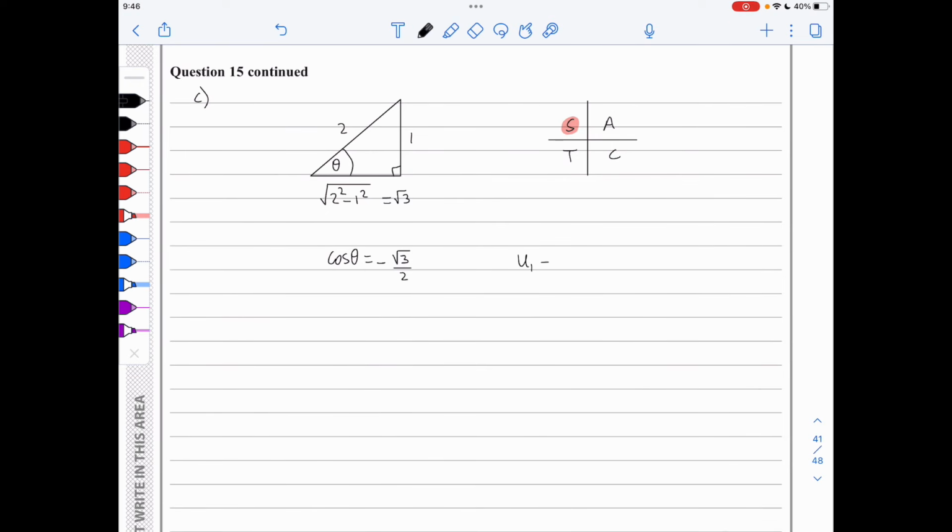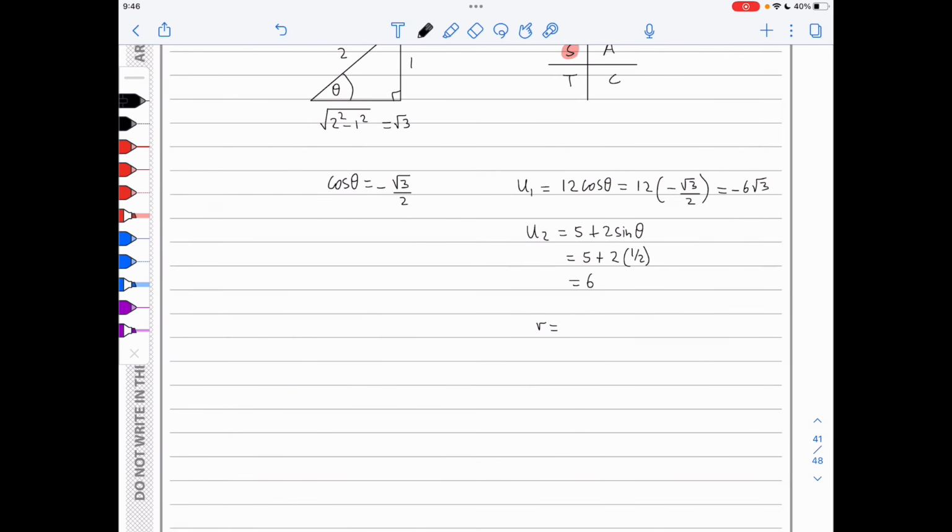So u1, we were told that this was 12 cos theta, so this is 12 times minus root 3 over 2, which gives an answer of minus 6 root 3. u2 was 5 plus 2 sine theta, so this is 5 plus 2 times a half, and this is equal to 6. And therefore we can conclude that the common ratio r is simply u2 over u1, which is 6 over minus 6 root 3, which turns out to be minus root 3 over 3.